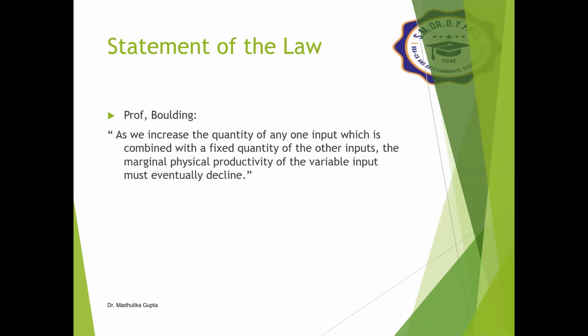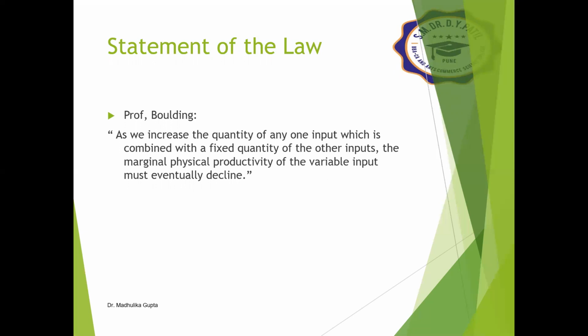Now, in the words of Bowling, what is the statement of the law? As we increase the quantity of any one input, which is combined with a fixed quantity of other inputs, the marginal physical productivity of the variable input must eventually decline. That means MP will eventually decline.